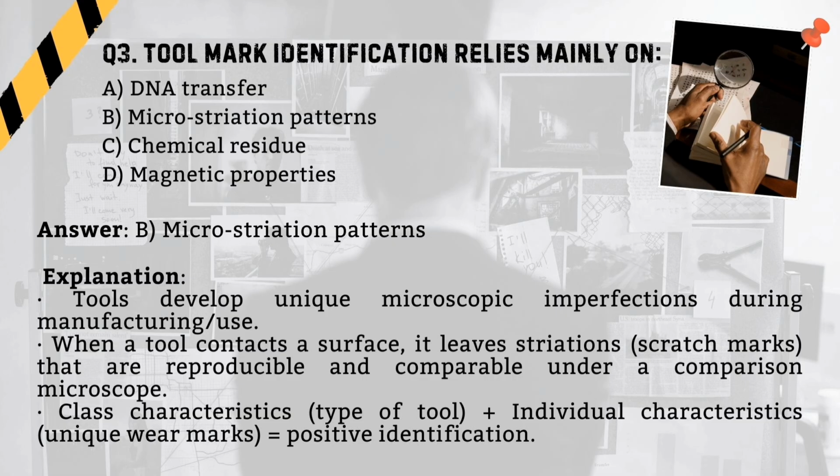Third, tool mark identification mainly relies on: answer is B, microstriation patterns. Now tool marks contain individual microscopic striations which are caused by manufacturing defects and wear. Now these individual characteristics provide the basis for tool to surface matching.